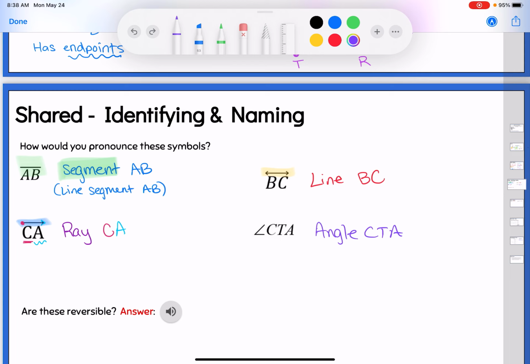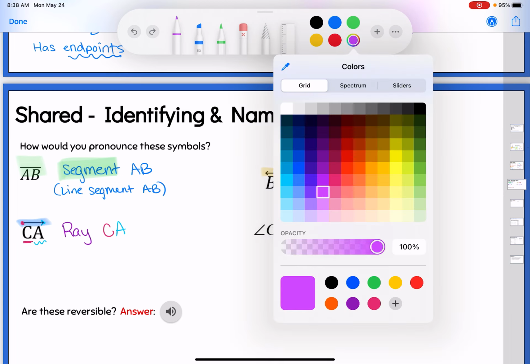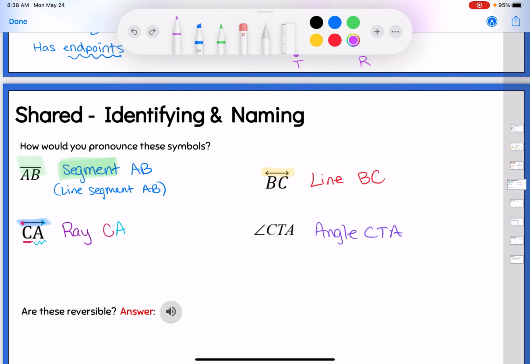Meaning, do I have to say segment AB, or could I say segment BA? Yeah, I could say segment BA. This would be the same thing, right? That's okay. Could I call it line CB? Yeah, that would be the same thing, right? If I draw it, here's B and here's C, and I could name it backwards, same thing. Here's my segment, A and B. I could call it BA, that's the same thing.